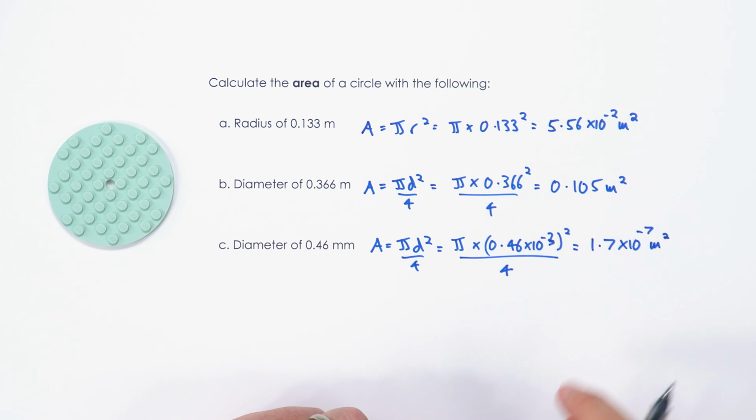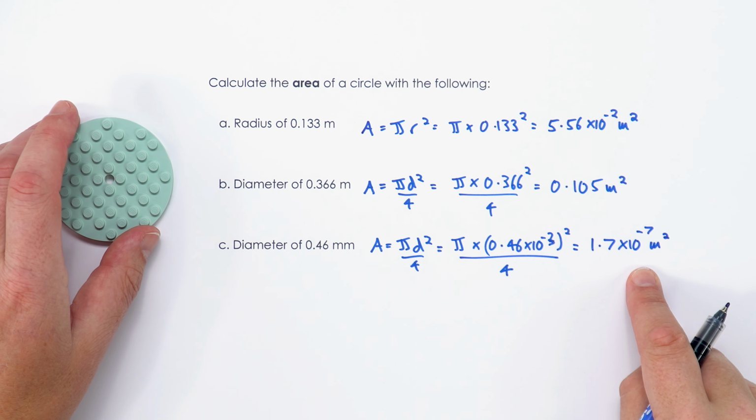But that's what we're going to have if we've got a very, very small diameter and then you square it, we're going to get a really small answer. So that seems to be an appropriate answer as well. So very straightforward, simple calculations, working out the area of a circle.